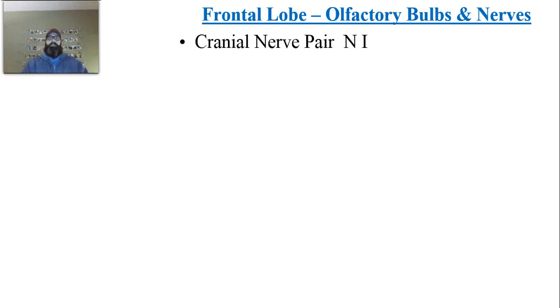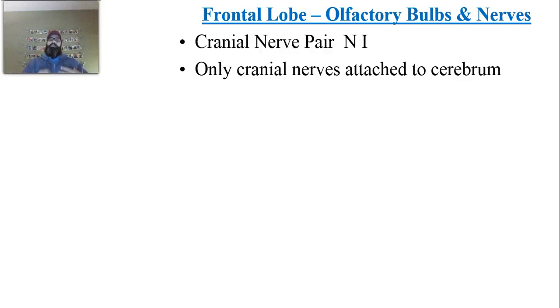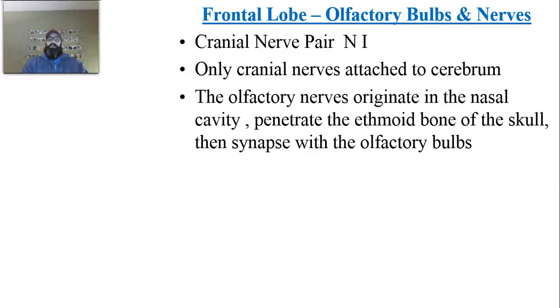And the two that we're going to talk about right now are the olfactory bulbs and nerves. They're the first cranial pair, and they are actually attached to or sit just on the frontal lobe. And so they're called the cranial nerve pair N1. They're the only cranial nerves that actually attach to the cerebrum, and they're the location of the olfactory nerves. So in your nasal cavity right in here, you have olfactory nerves that penetrate through the ethmoid bone and are in your nasal cavity.